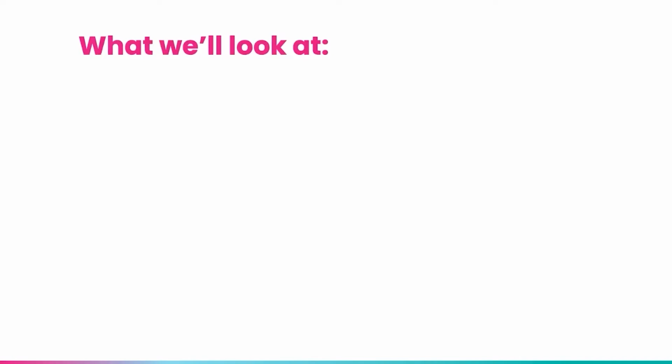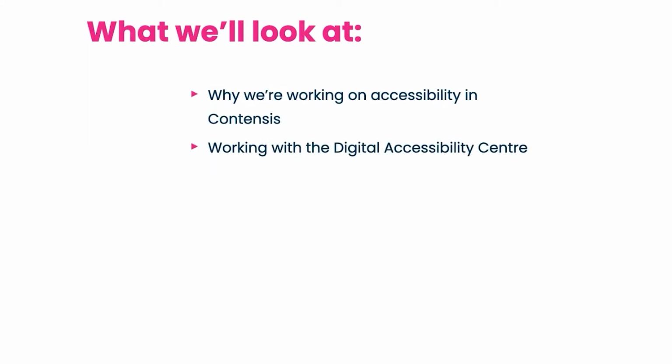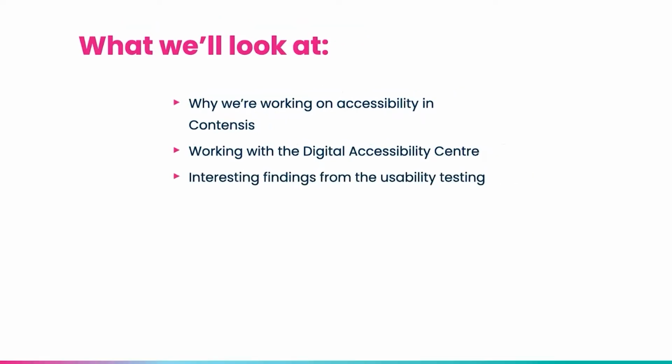Let's take a look at what we're going to go through today. I'm going to talk a bit about why we're working on accessibility in Contensis, the reasons behind it, and who we're working with. We've been working with the Digital Accessibility Centre, and I'll talk about them and how they've helped us get users to test with. And we'll go through the interesting findings, the things that stuck out or surprised us after they'd done the accessibility audit and the testing.